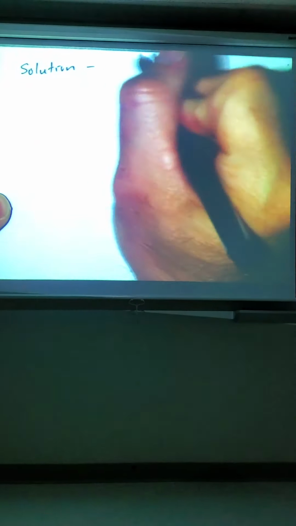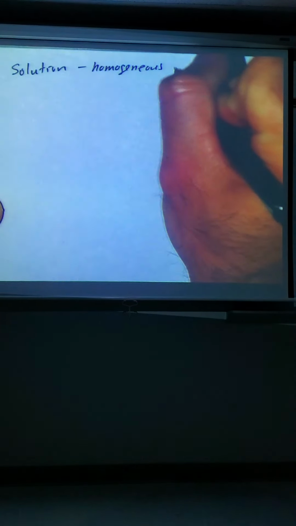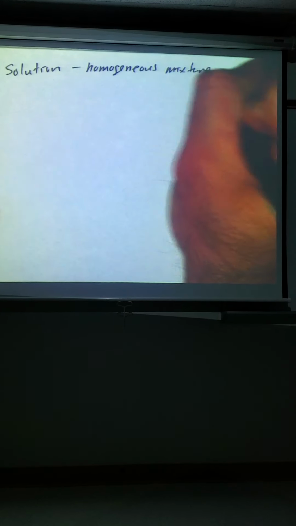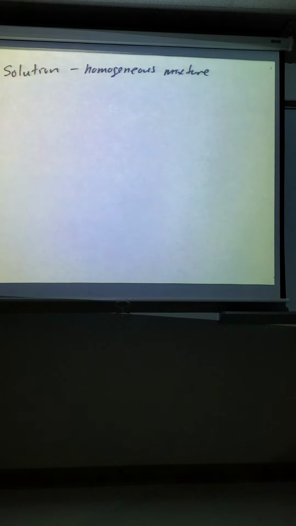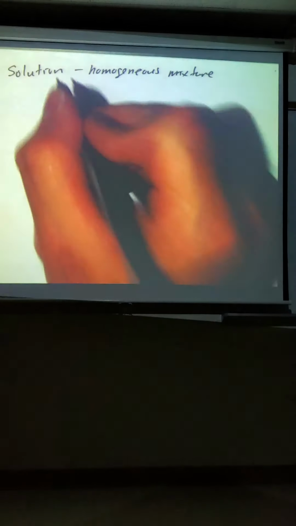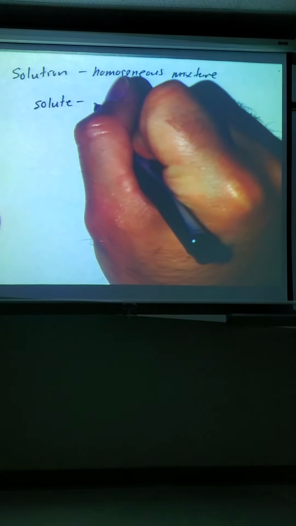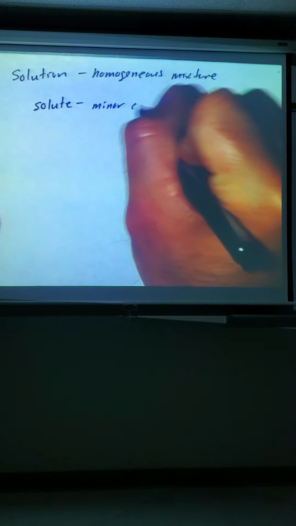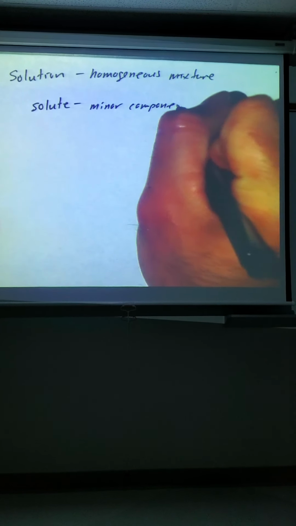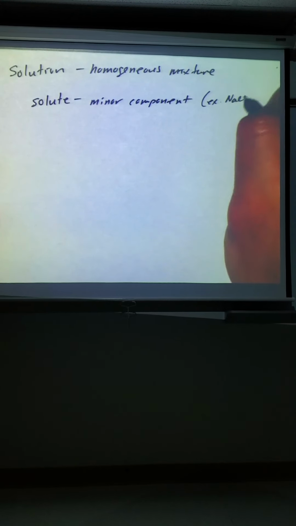So remember that means homogeneous from chapter 1. Homogeneous mixture. So in order to have a solution, you have parts of the solution. So one we call the solute. That's the little guy. That's the minor component. So typically that's things like salt or sugar.